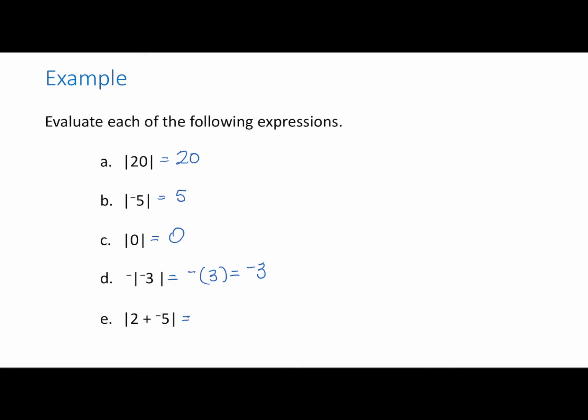And how about the absolute value of 2 plus negative 5? Well, first we should add on the inside. So 2 plus negative 5 is negative 3. And the absolute value of negative 3 is 3, since negative 3 is 3 units from 0 on the number line.